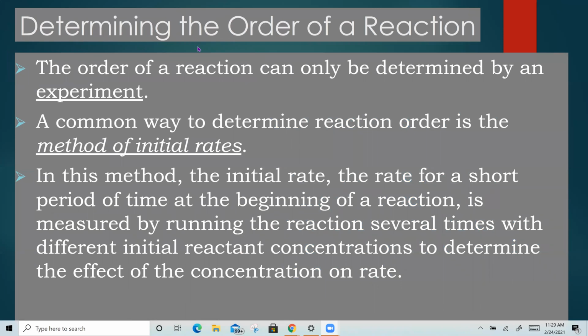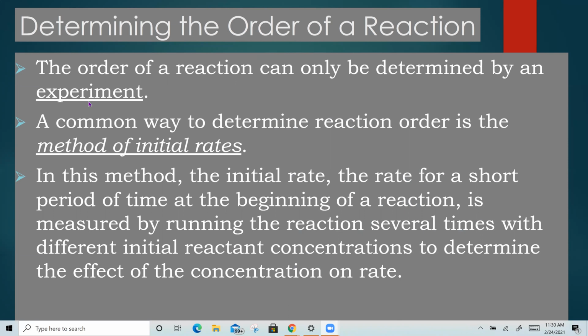Okay, so we've got to determine the order of a reaction, and it can only be determined by an experiment. All right, now, I was going to say I don't know if we have the tools. I know we don't have the tools to do an experiment for the method of initial rates. We can do some experiments centered around rates, but not the method of initial rates like we're about to go over. So we're going to just have to know how to interpret data.